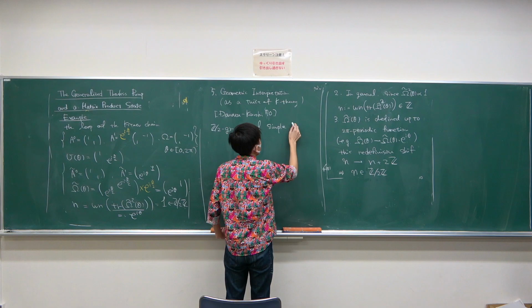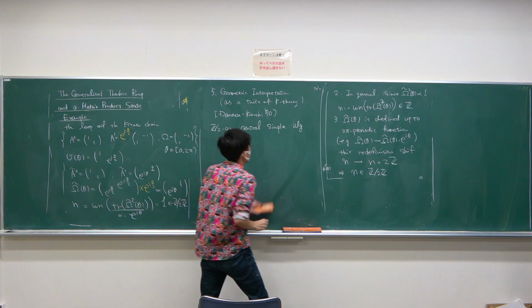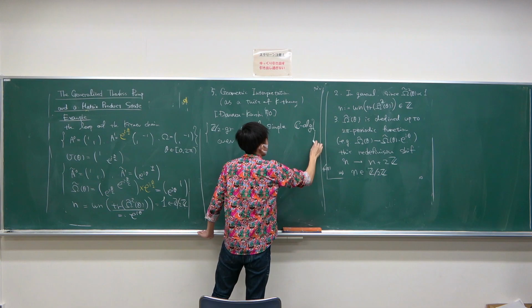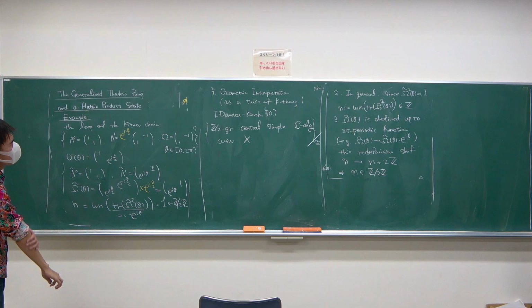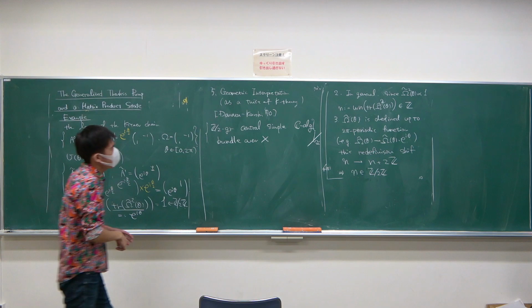K is the field, central simple algebra. So here is a C algebra over some suitable space X, and isomorphism classes of this central simple algebra bundle over X. So this gives me the typical fiber of this bundle, which is a Z mod 2 graded central simple algebra.